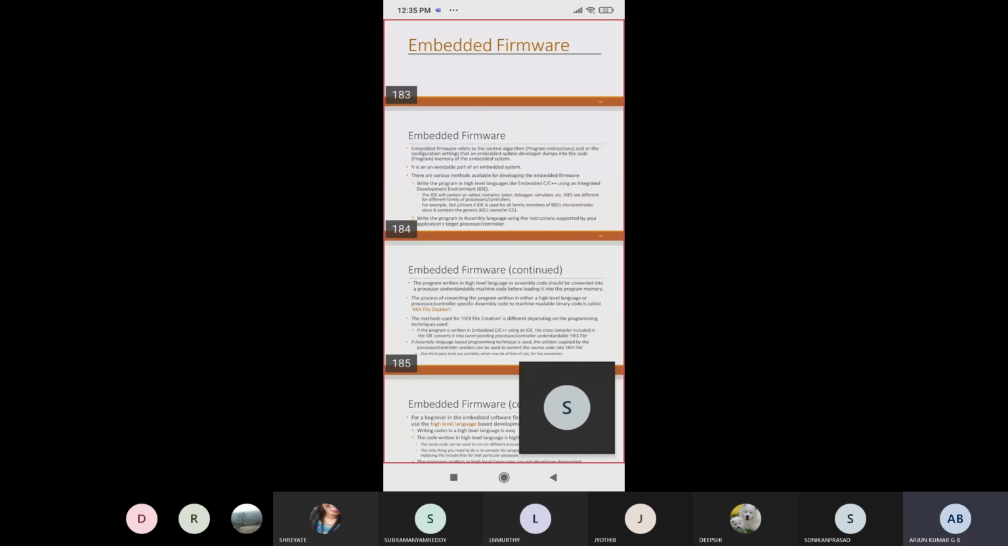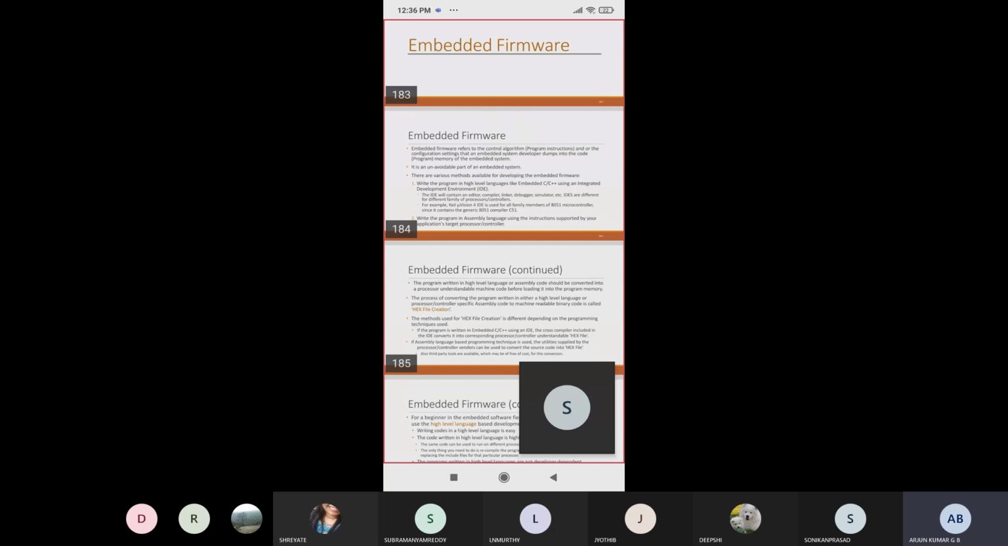Here the primary part is your software. It is nothing but the control program, which will be dumped into the memory of the embedded system. It is an unavoidable part of the embedded system. You can't avoid this one. Without the program control, we can't do anything else. That is the main part of this embedded system.